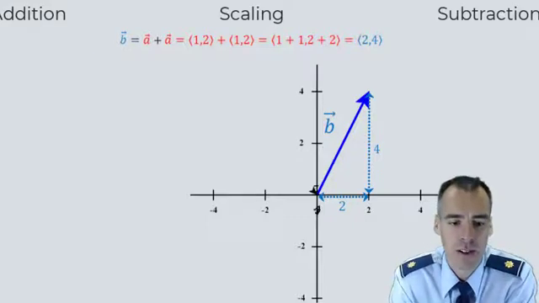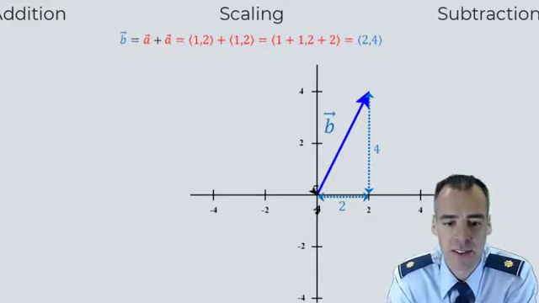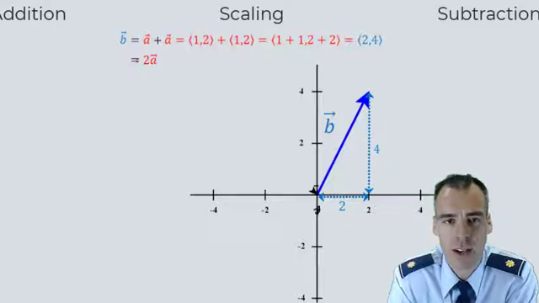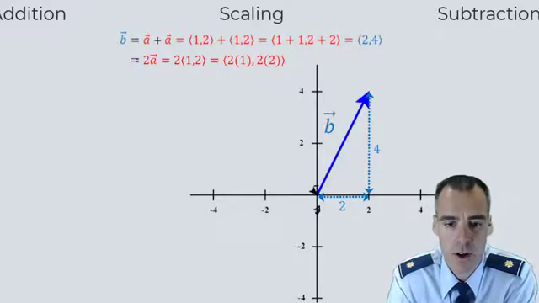And notice that we could also express B as just a scalar multiple of A. So if B is equal to A plus A, we could just say it's equal to 2A. And the way we could show this algebraically, we just put the 2 out front of our vector, and when we make that operation, we're just going to multiply that 2 by each of those components, the A1 and the A2 components of that vector, giving us (2, 4).